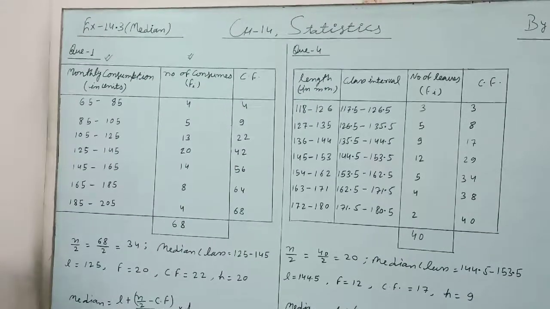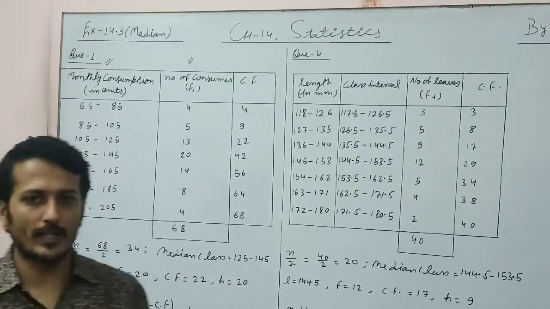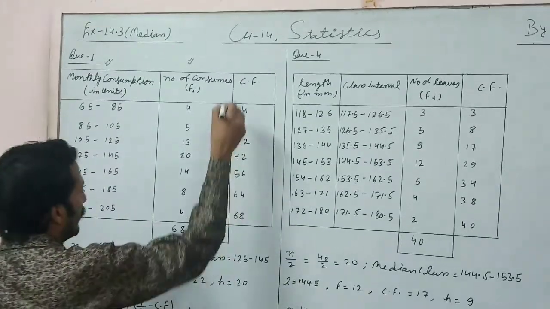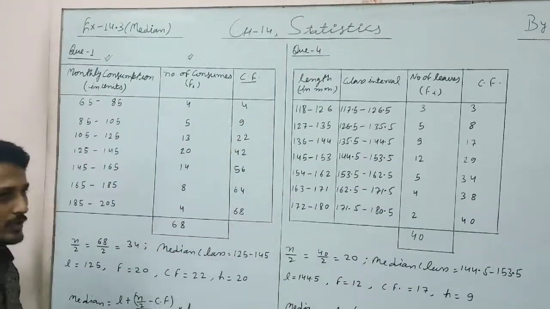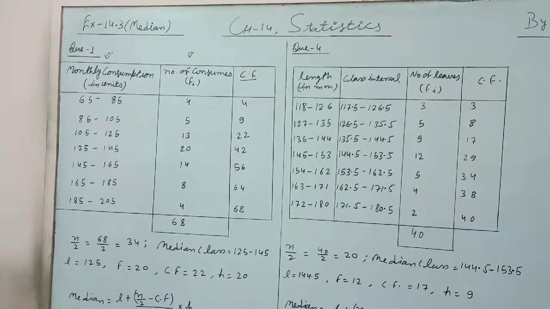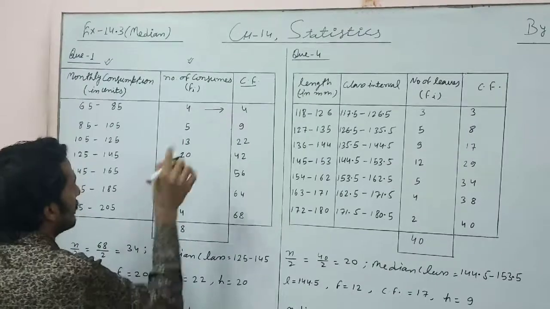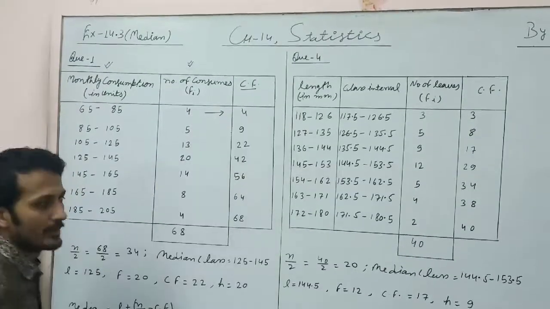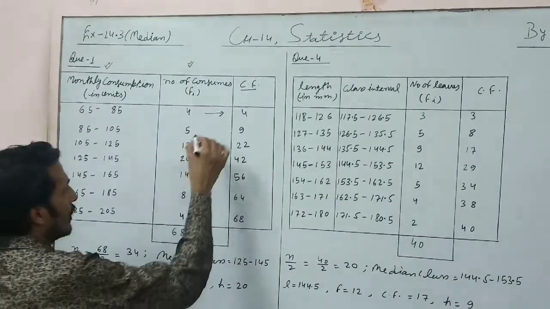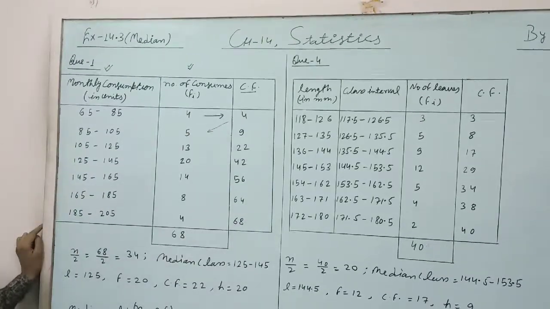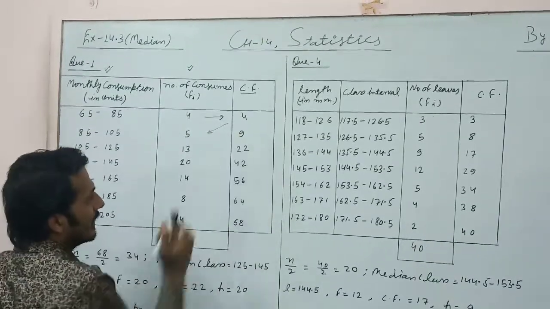First of all, to find the median, we need to calculate the cumulative frequency, and the abbreviation for cumulative frequency is CF. So how to find CF, I am going to explain. The first value we will write the same. So here it is 4, so we will write the same 4. After that, this 4 we will add to 5, then we get 9, so we wrote 9 here.